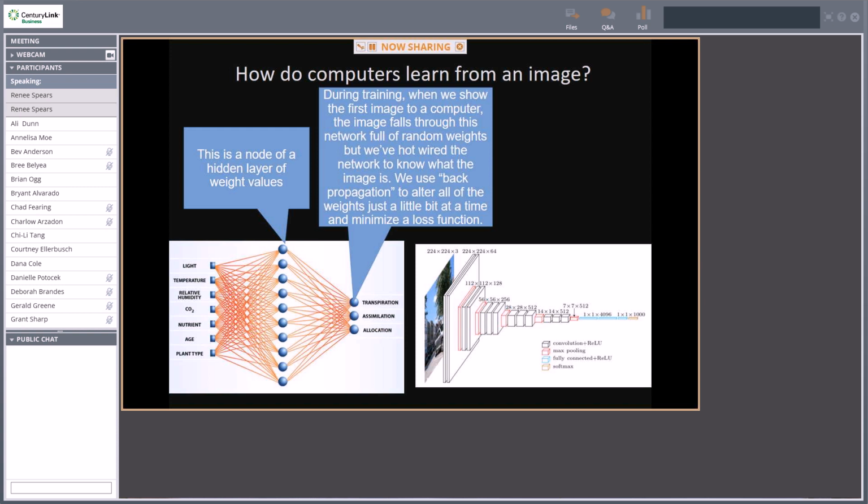And that's how we adjust that center layer of weight values so that when we put in an image with pixels of a cat, the cat category is going to be a 1 value, and everything else will be a 0. That's the basic concept of how we use backpropagation to train these things.